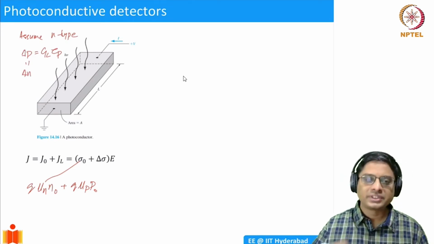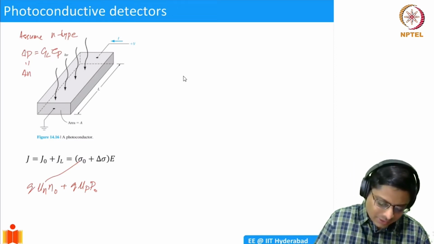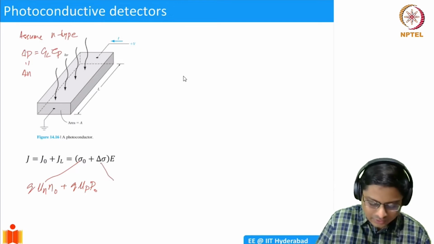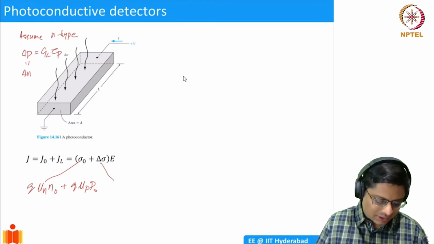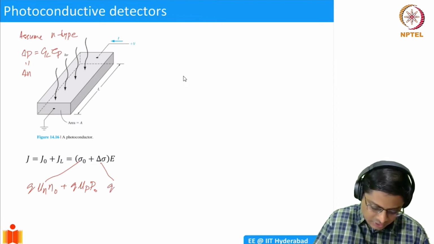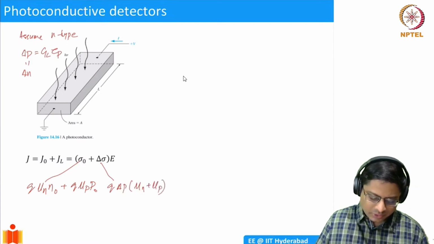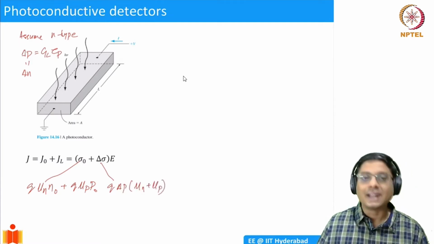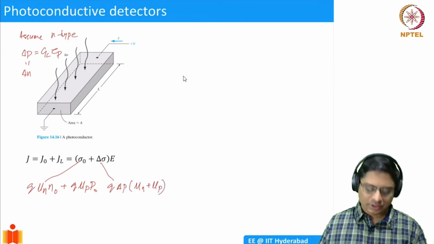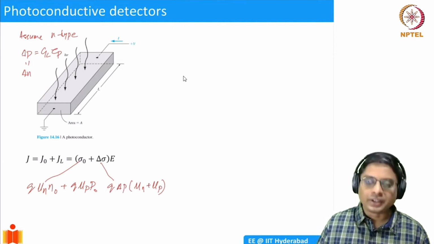So because of these excess minority carriers, what is the conduction that is achieved? Well, since delta n and delta p are equal, I'll just mention only delta p. So this will be Q delta p times mobility of n plus mobility of p. So this is the excess conductivity, right? So this is what is produced in a semiconductor.